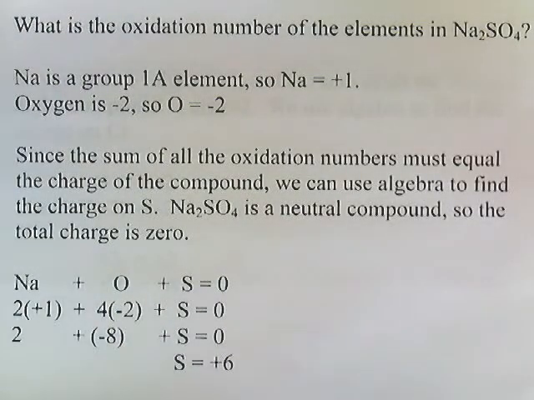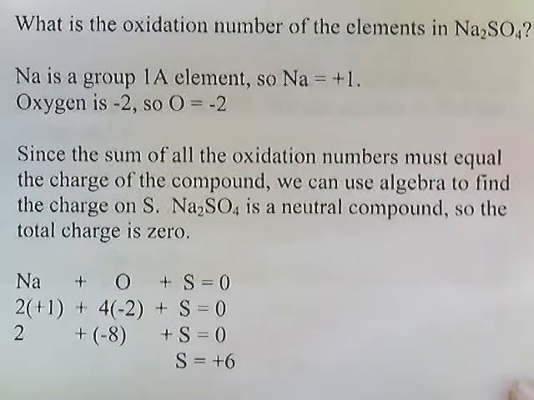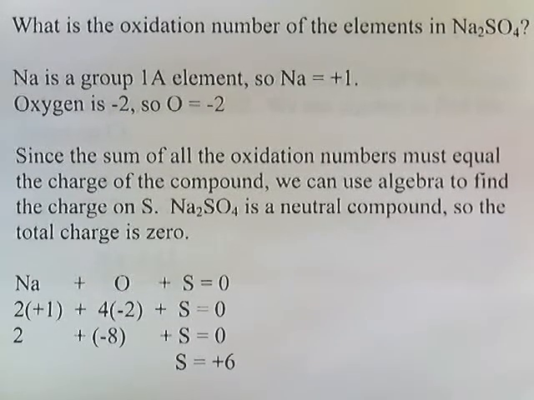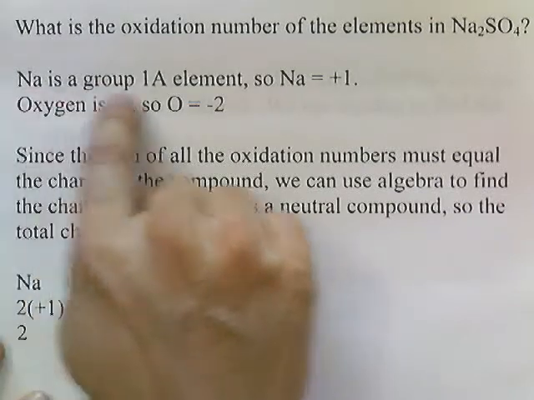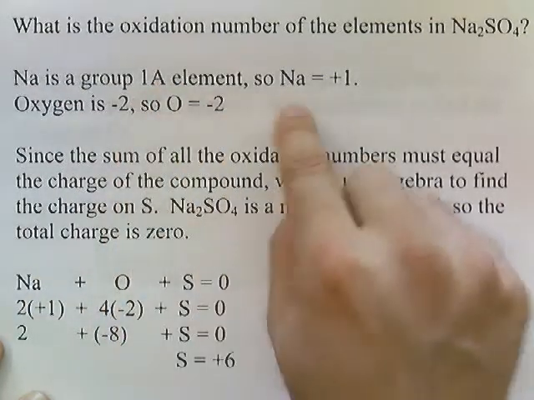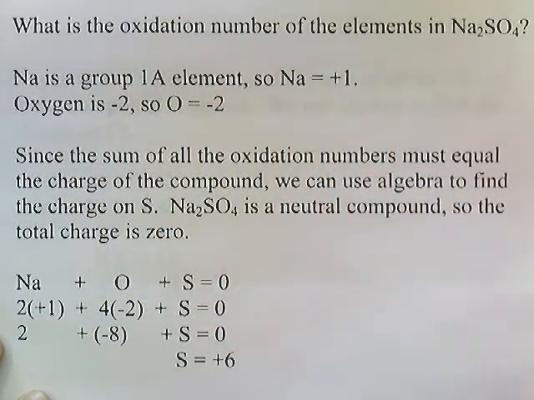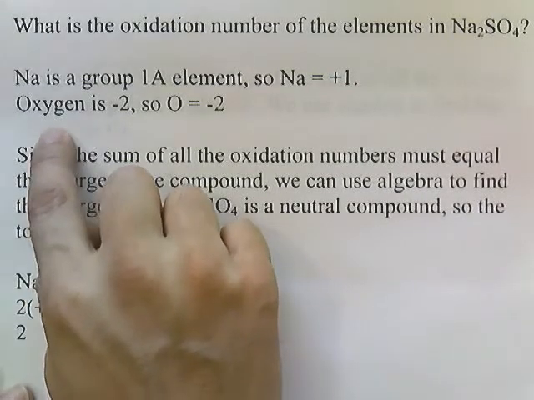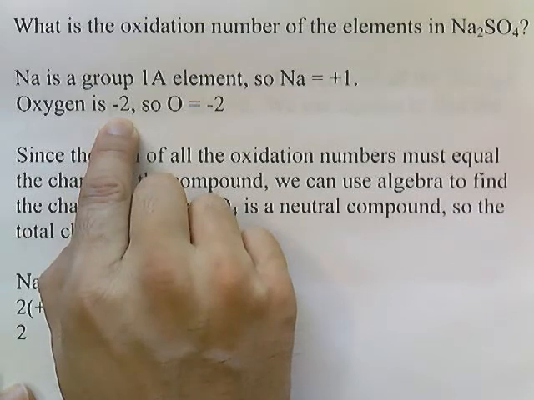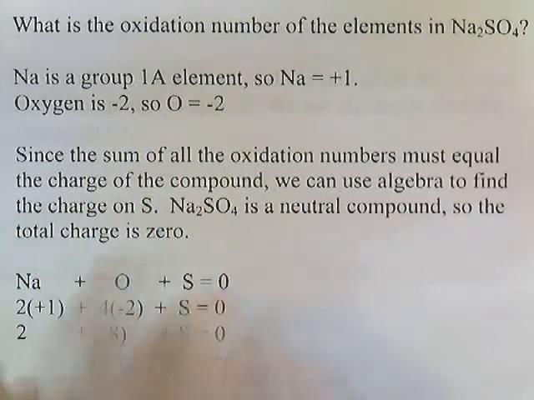So let's try a problem. What is the oxidation number of the elements in Na2SO4? Well, here's how you do it. Sodium is a group 1A element, so sodium is going to have a +1 oxidation value. Oxygen, remember the rules say oxygen has a -2 oxidation value, so O is going to be equal to -2.